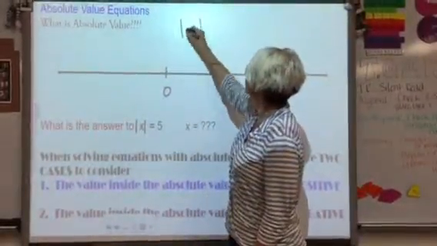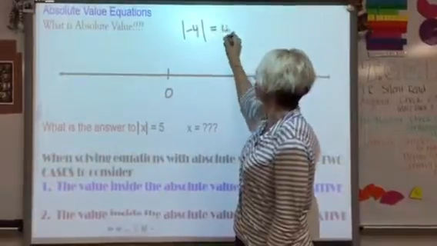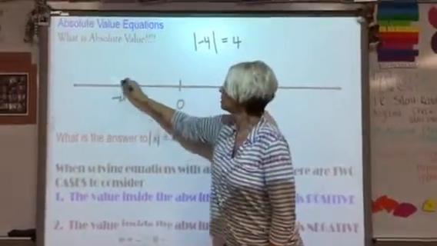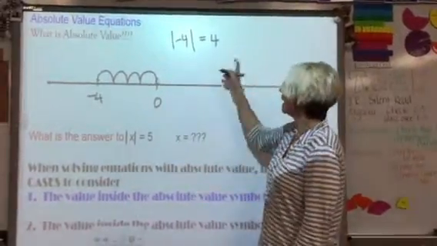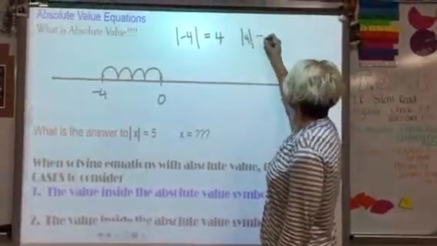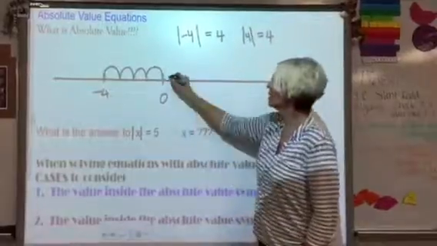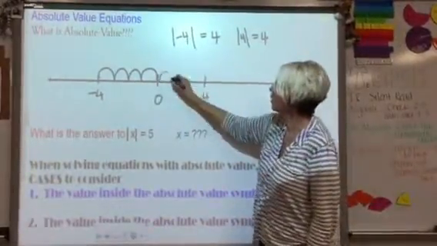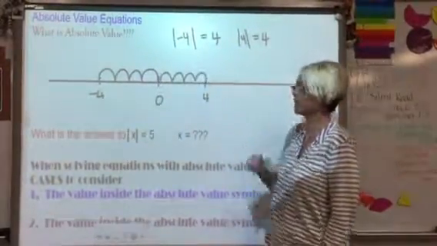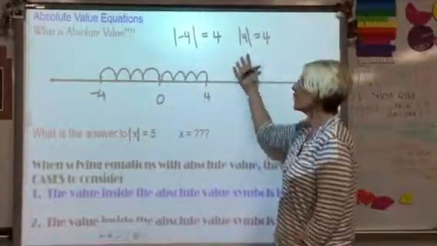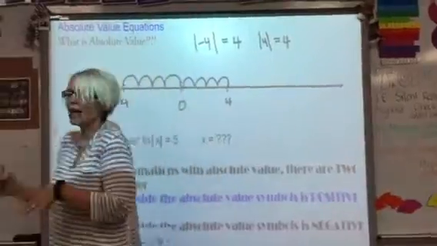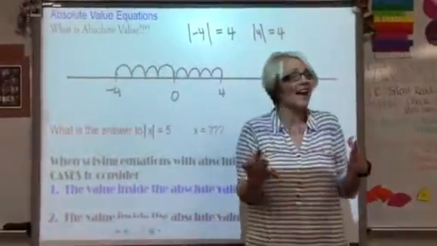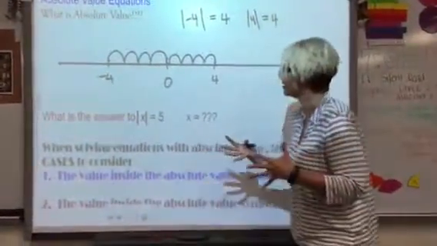So the absolute value of -4, for instance, is 4, because -4 is 1, 2, 3, 4 steps from 0. Now, the absolute value of 4 is also 4. Why? Because the number 4 is 1, 2, 3, 4 steps from 0. So absolute value is always positive, because distance, if I'm going to walk this direction and walk this direction, it always counts. It's always going to be positive.